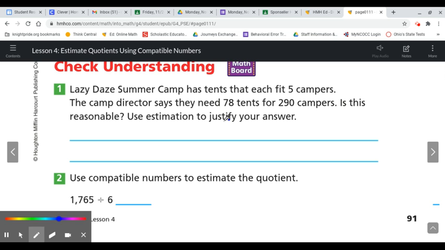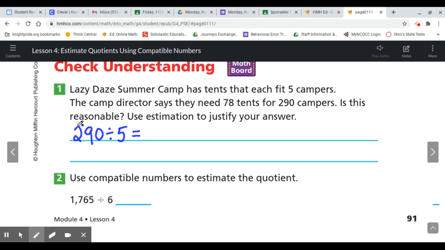Okay, so first we need to think through what it is that we're solving. 290 campers are there and one tent will hold 5 campers. We're trying to figure out about how many tents would be needed. So, to know this information, we would need to take 290 and divide it by 5, which is the total number of campers divided into groups of 5 and one tent to know how many tents would be needed.